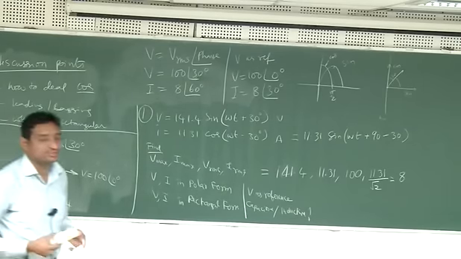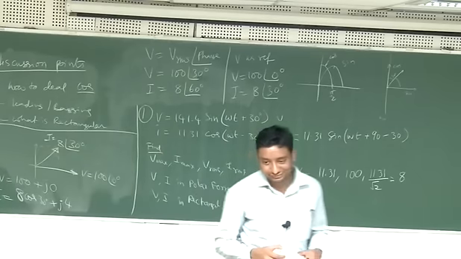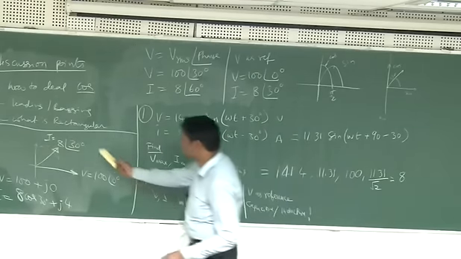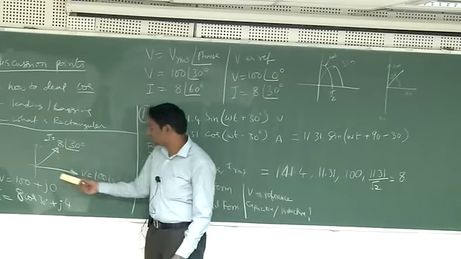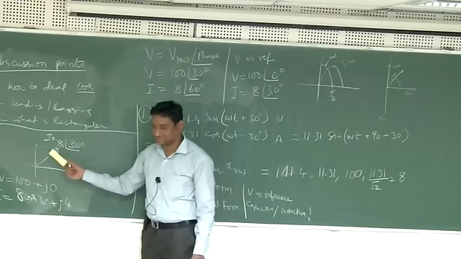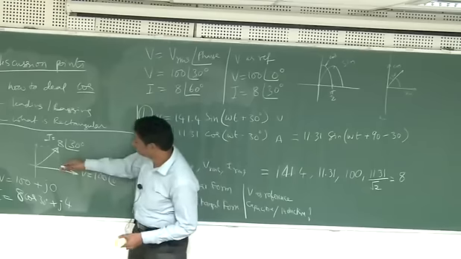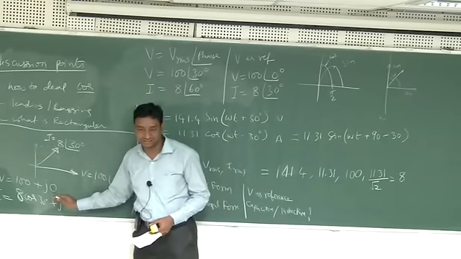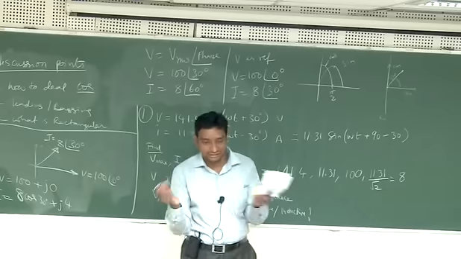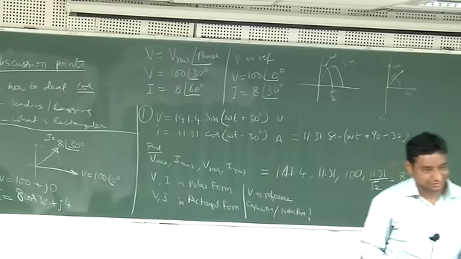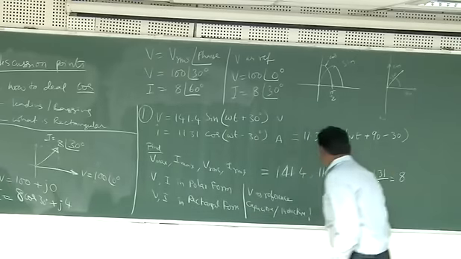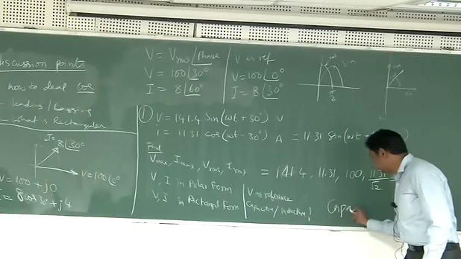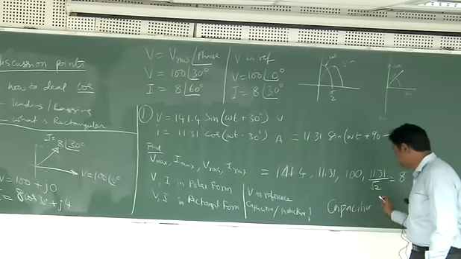So is it a capacitive circuit or an inductive circuit? Look at this diagram, you will find the answer. V is here and then I is ahead of V. So this direction is leading and this direction is lagging. So I is leading, therefore it's a capacitive circuit. Okay, so it is capacitive because I lead.